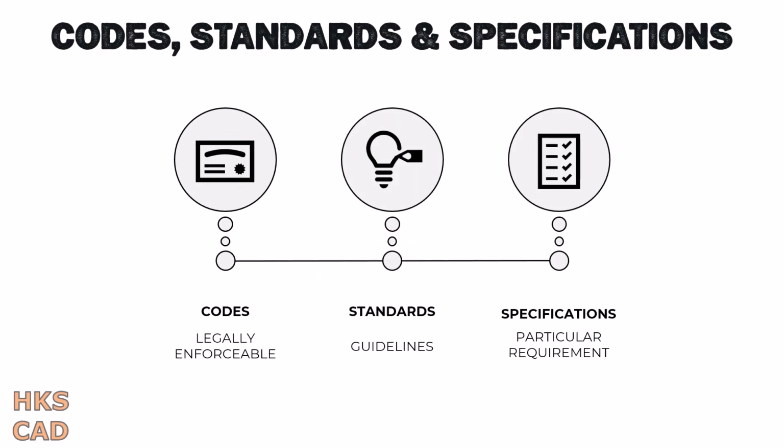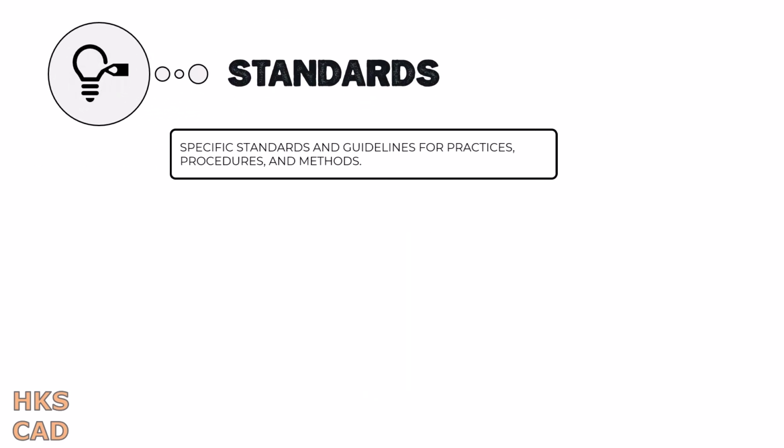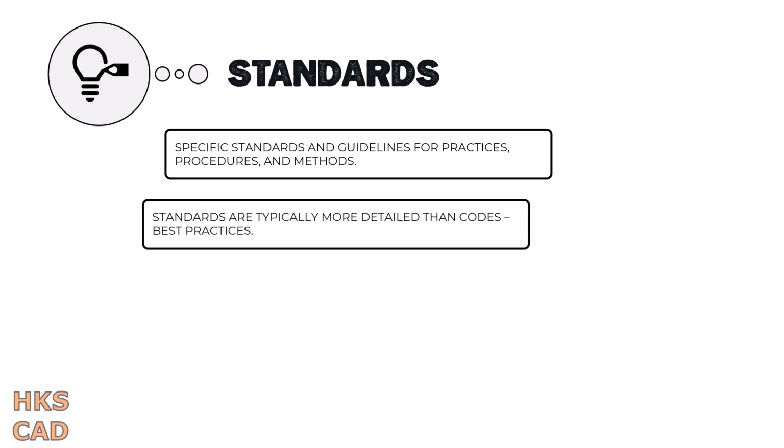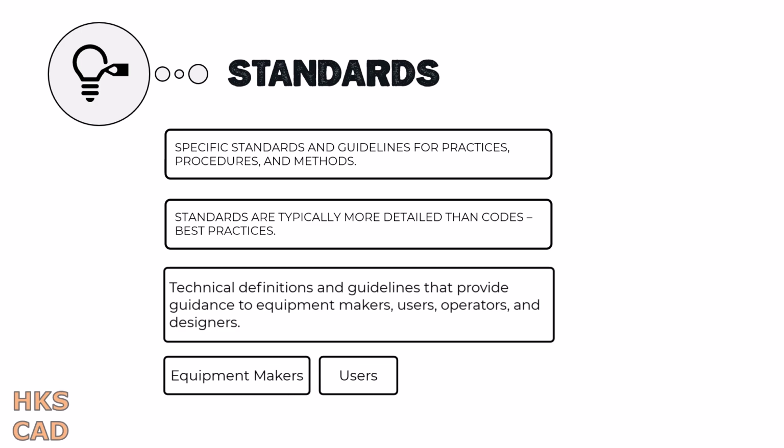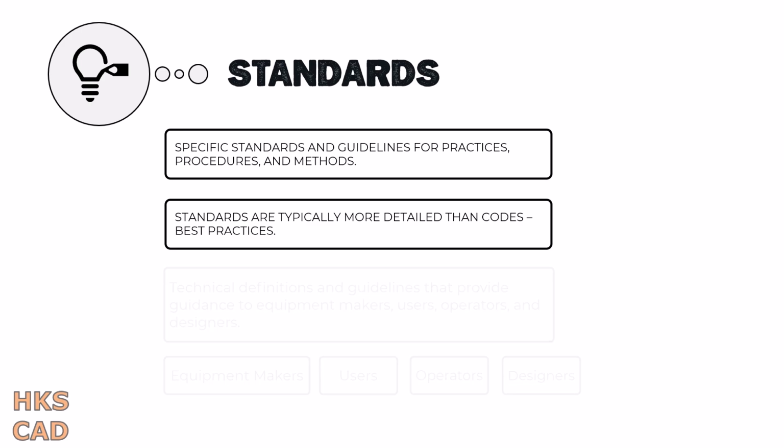Now, let's see what the standards are. Specific standards and guidelines for practices, procedures, and methods. Standards are typically more detailed than codes and are frequently the result of an agreement on best practices. Standards provide technical definitions and guidelines that provide guidance to equipment makers, users, operators, and designers. They provide quality, safety, and uniformity for goods, processes, techniques, or activities by defining consistent technical requirements.